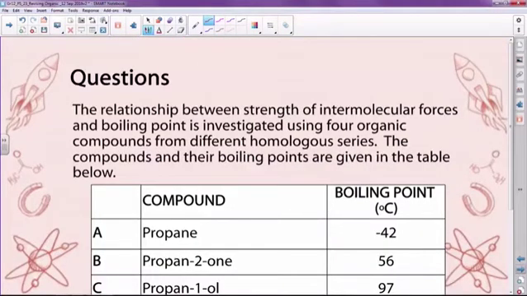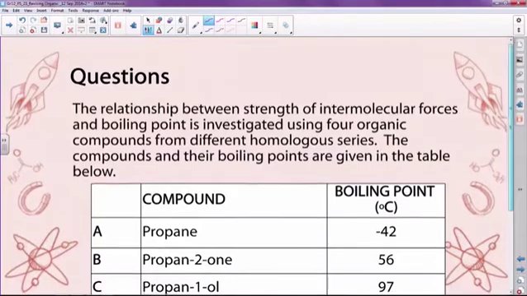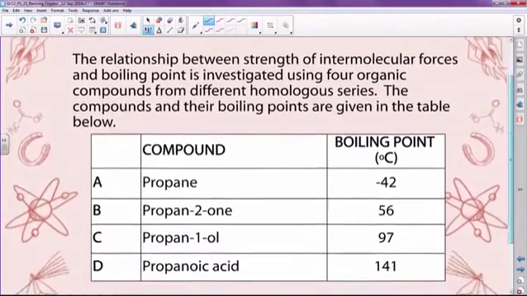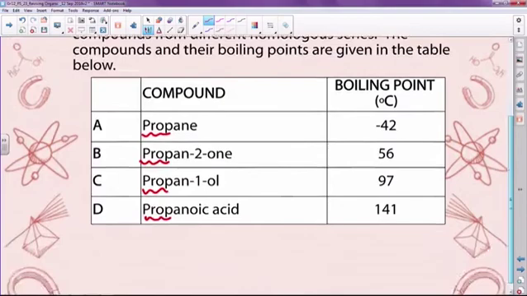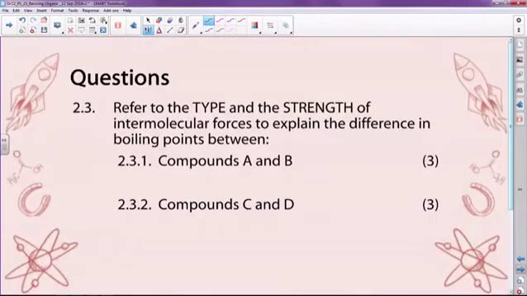Let's get to the meat of the question. Now it says the relationship between strength of intermolecular forces and boiling point is investigated using 4 organic compounds from different homologous series. The compounds and their boiling points are given. So there we go. They're all prop. Okay. That's great. Now the first question is refer to the type and strength of the intermolecular forces to explain the difference in boiling points between A and B and C and D.